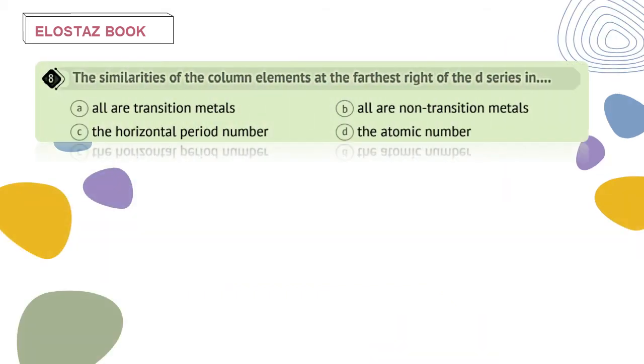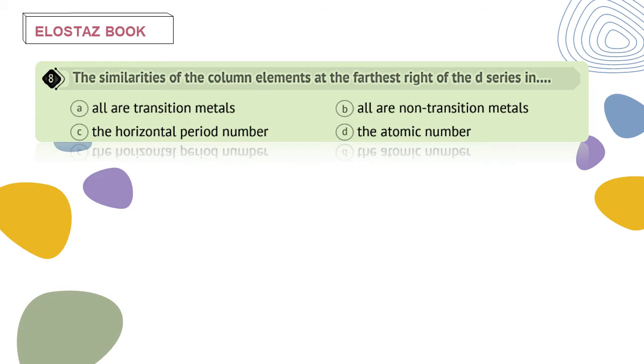Question 8 says: what are the similarities of the column elements at the farthest right of the D series? Okay, we are going to the other side of the table in this question. Are they all transition metals? No. In the middle we have transition elements, but on the right side they are not transition elements. Are all of them non-transition metals? No. They are opposite to each other, but that is not the right answer.